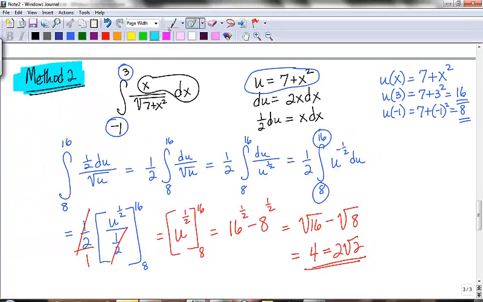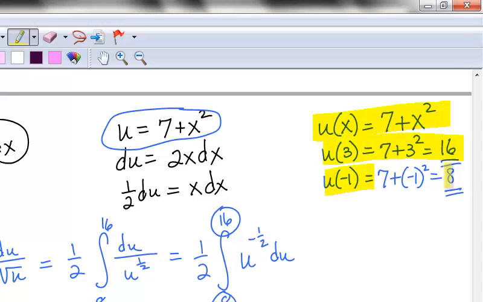The only difference is this part and this part over here. You figure the new values in terms of u. In the first method, we did not write them down until we did the antiderivative, and then we went back to the original values for x. This one, we actually calculate the new values for u and then sub them in. So you should get the same answer both ways.